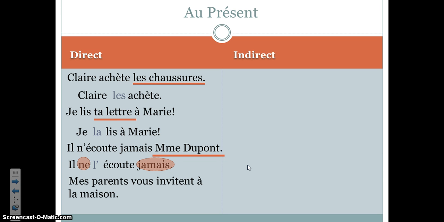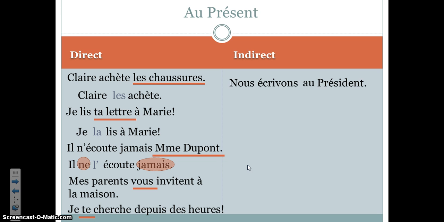Mes parents vous invitent à la maison. So the object pronoun here is vous, because who is doing the inviting? My parents are. And who is receiving the invitation? Y'all are. So mes parents vous invitent. So notice that the ent ending is agreeing with the subject. And je te cherche depuis des heures. So we would say je te cherche, I've been looking for you. Notice that we don't use tu because you're not doing the looking, I am, and you are receiving my looking.